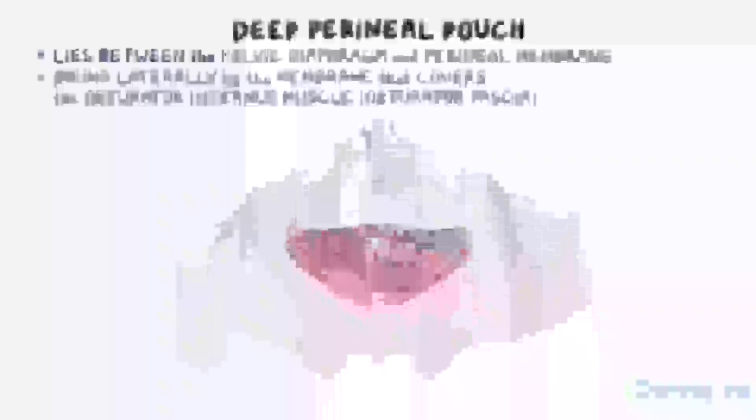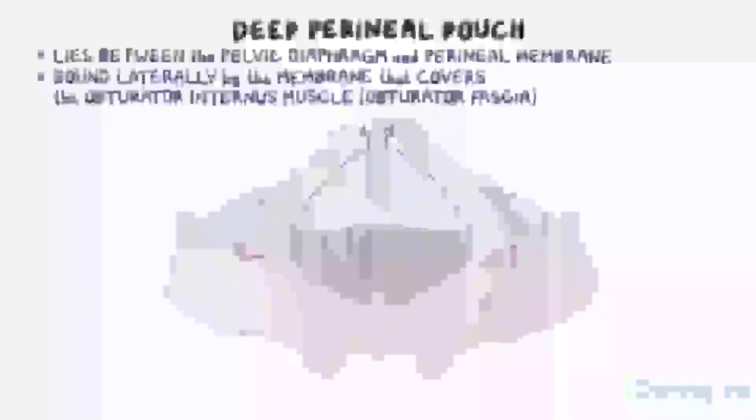Alright, now let's switch gears and discuss the deep perineal pouch, which lies between the pelvic diaphragm and the perineal membrane. This pouch is also bound laterally by the membrane that covers the obturator internus muscle, called the obturator fascia. Now, let's take a closer look at the contents of the deep perineal pouch.